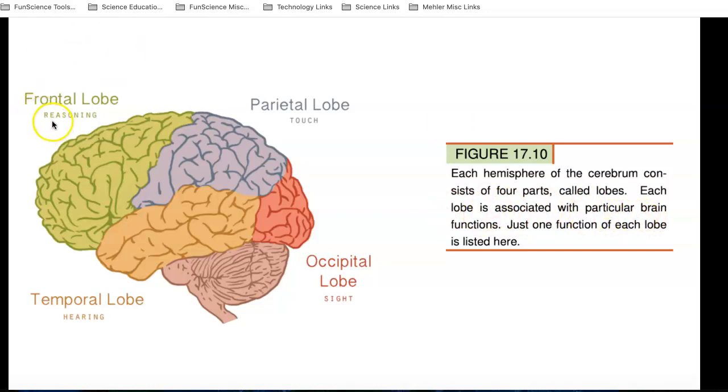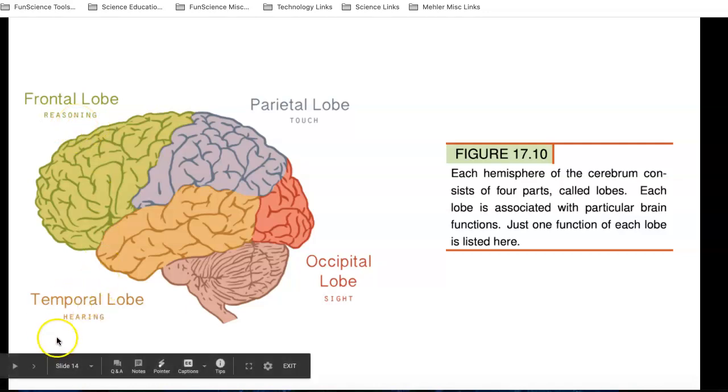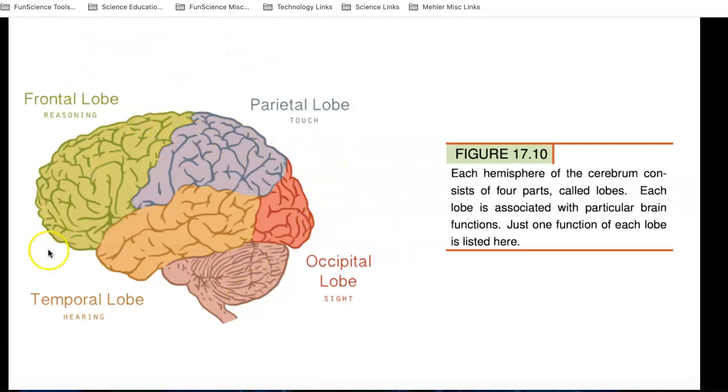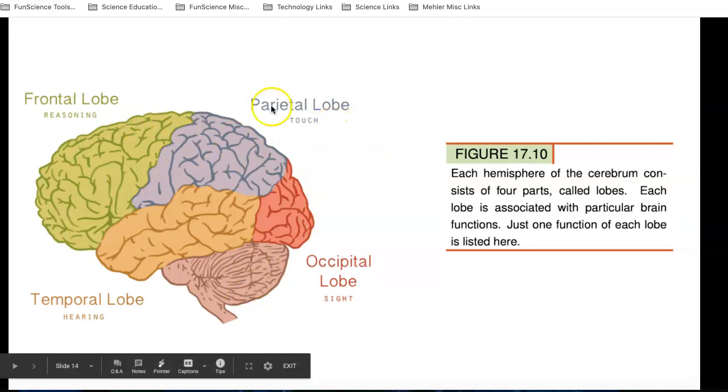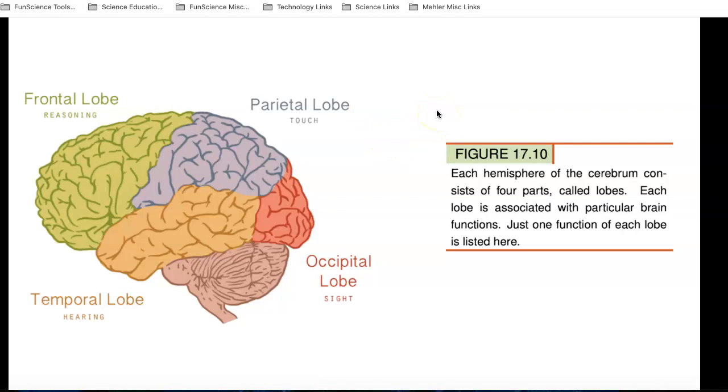For example, the frontal lobe has to do with thinking and reasoning. The temporal lobe has to do with hearing. The parietal lobe has to do with touch, and the occipital lobe has to do with sight. So for the quiz, I'd like you to know which one of these parts, the parietal touch, frontal reasoning, temporal hearing, occipital sight. This particular diagram will be on the quiz. It's really important that you know those parts of the brain.